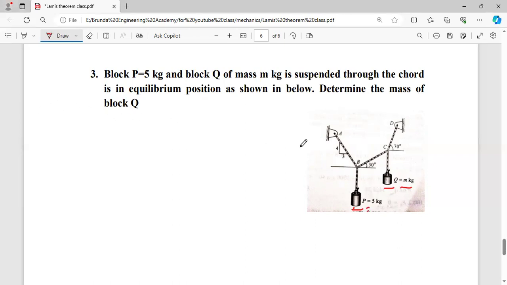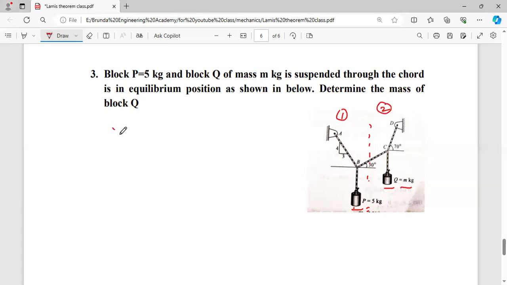Now, first of all, you have to draw the free body diagram. For that free body diagram, here you have to take P equal to 5 kg and you have to calculate the Q value. First of all, you have to solve this section. This can be divided into two parts. First, draw the free body diagram for the first part, part 1 and part 2.